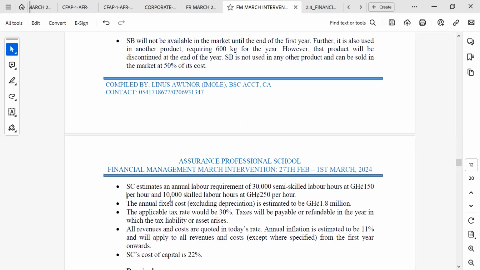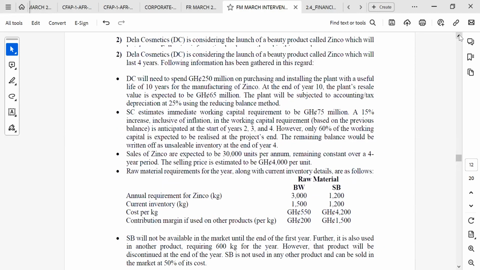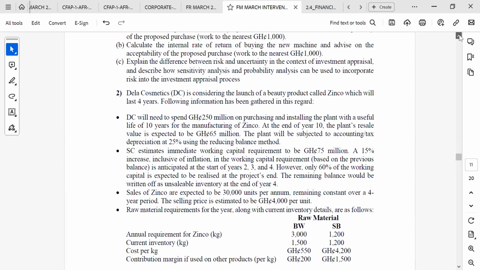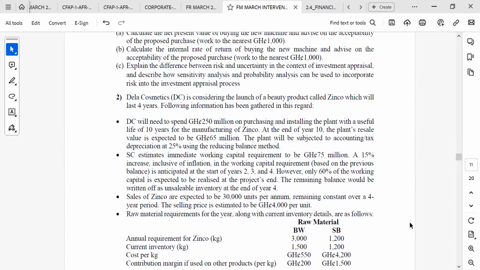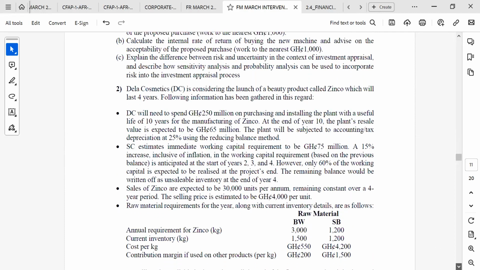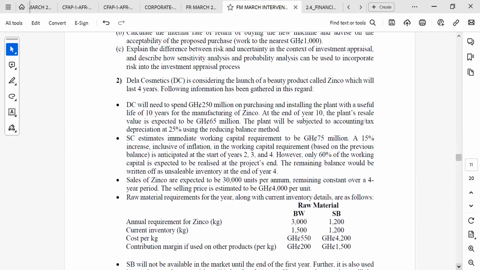So the annual fixed cost, we are done with that. All revenue and this one, we are done with that. Let's come to the tax, the depreciation. Okay, so we have to do the depreciation. Then we also have to come to the working capital requirements. That is also important. Working capital is not taxable. So you have to calculate your tax after calculating your tax before you come with the working capital issues.